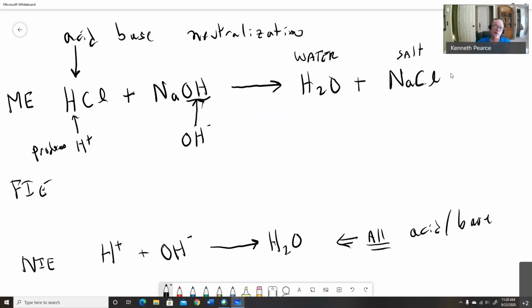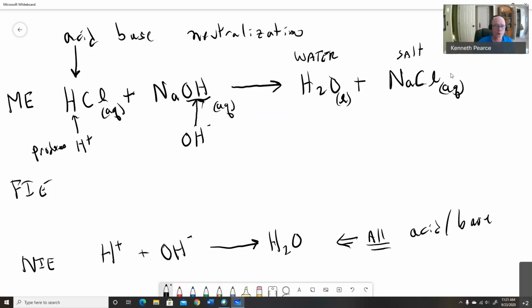Okay, and that is going to be what we're going to use to help us balance the acid-base reaction. Of course, these are all soluble. HCl, acids and bases are generally soluble. And of course, this is a soluble salt. So we're going to take advantage of that.